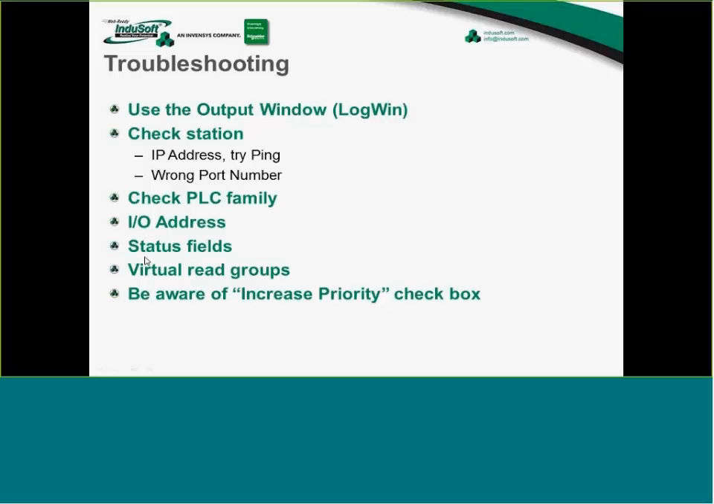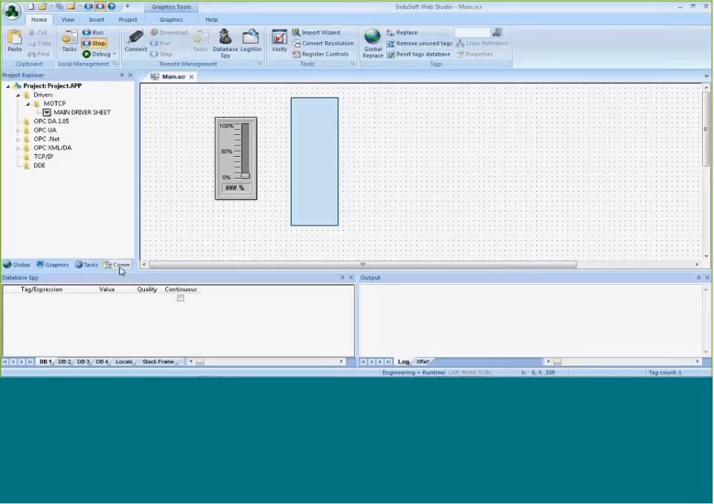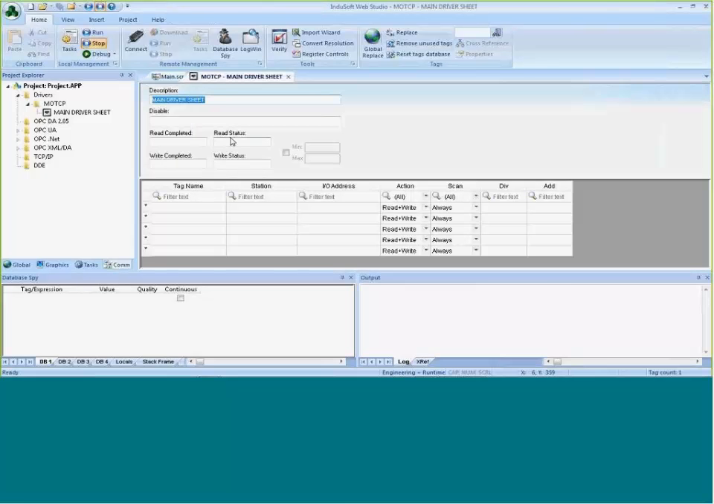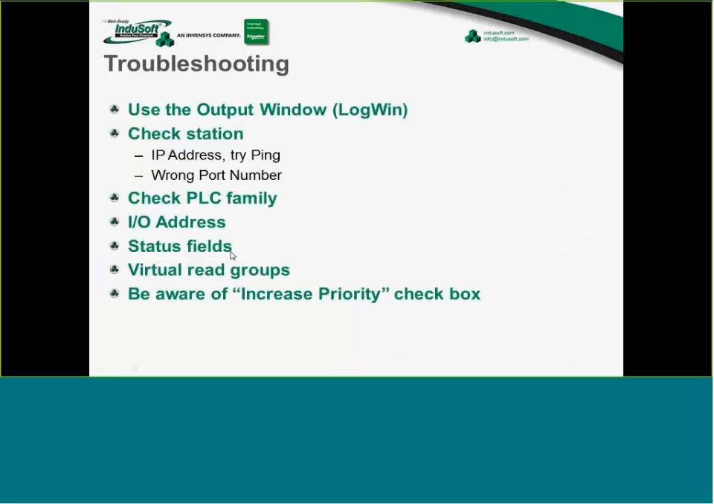Check the I/O address, make sure the field is formatted, and the status fields. Again, I highly recommend when you're communicating with a PLC that you monitor these status fields and watch to make sure that they're typically, not always, but typically 0 value. If you put a tag in here and the communications is good, you'll get a 0. And if it's not good, you'll get some kind of error code, and you can look that error code up in the manual and see what's going on there and help you troubleshoot that.